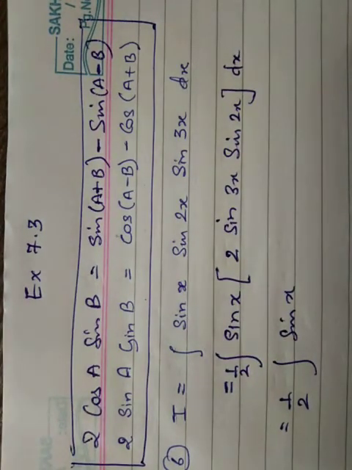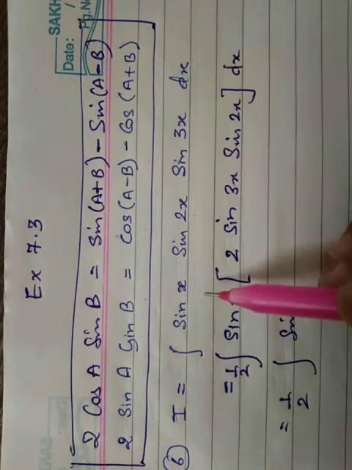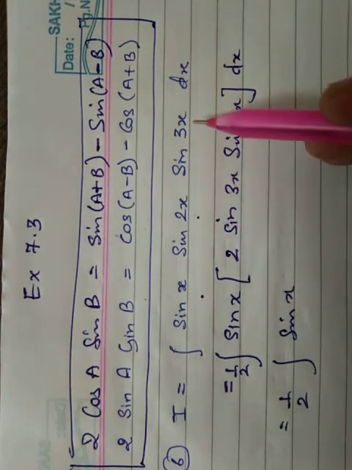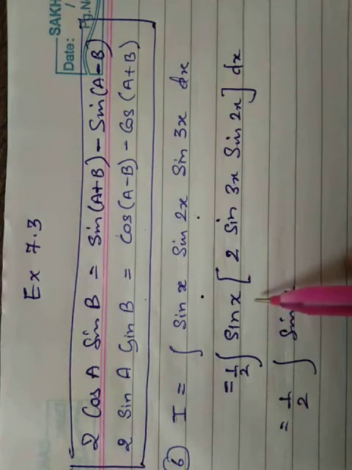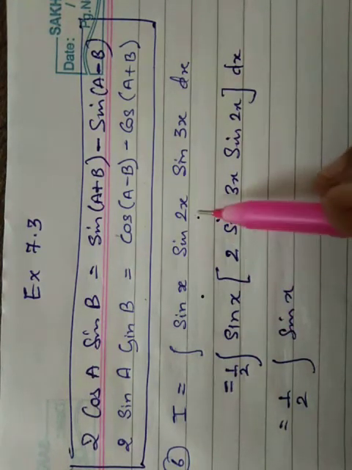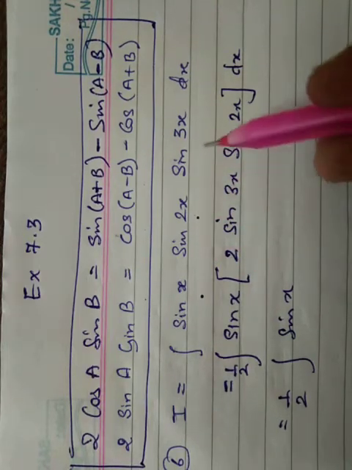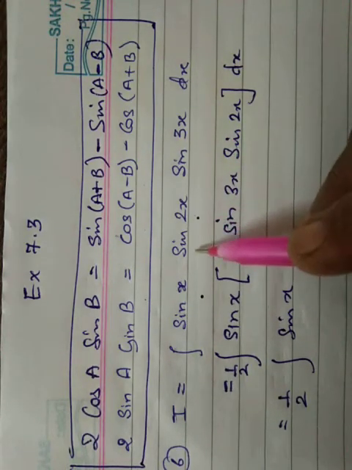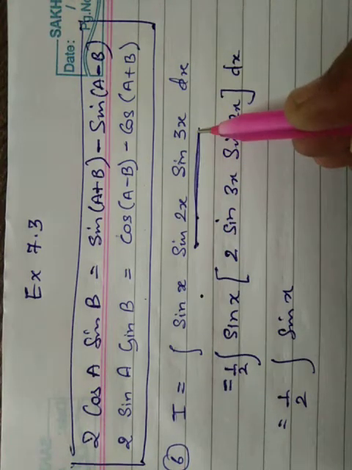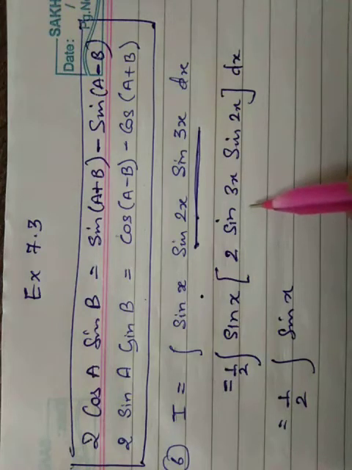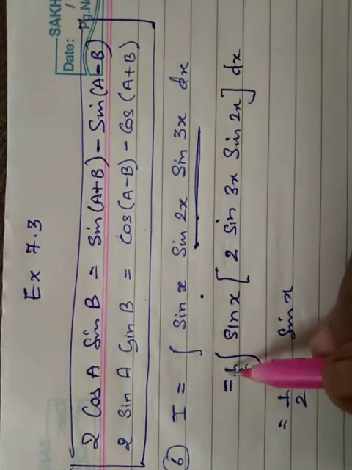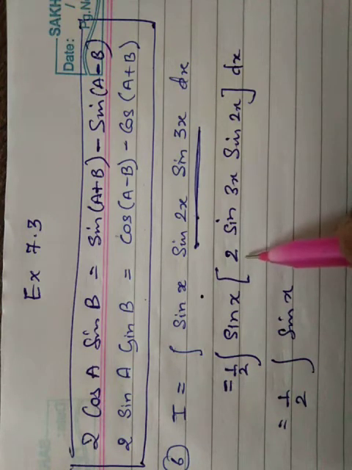Now let's go to the question. The question is I is equal to the integral. We have three terms, sin x, sin 2x and sin 3x. Sin x we let out as a constant outside only. Later on we shall take it into consideration. I take two terms together, sin 2x and sin 3x. I wrote sin 3x first, the larger value, and then sin 2x. I divided by 2 and I multiplied by 2.